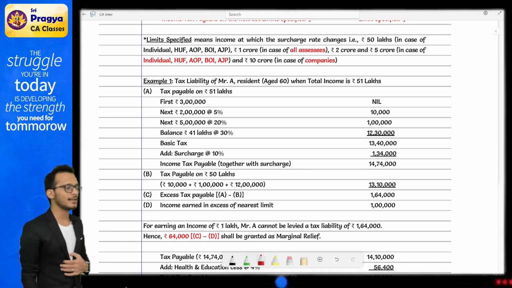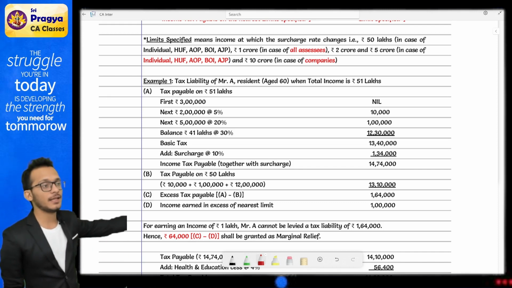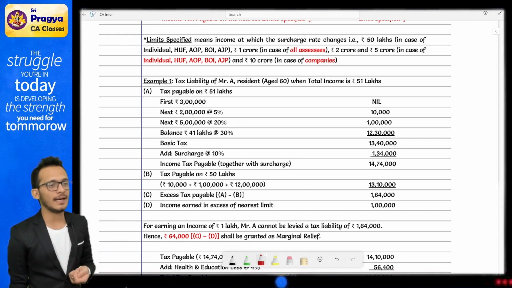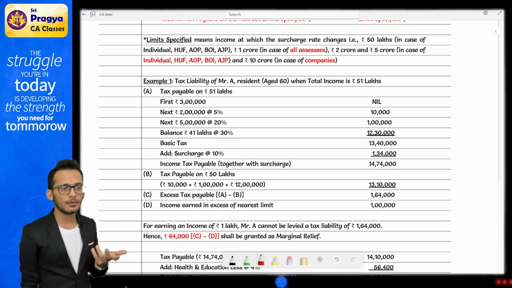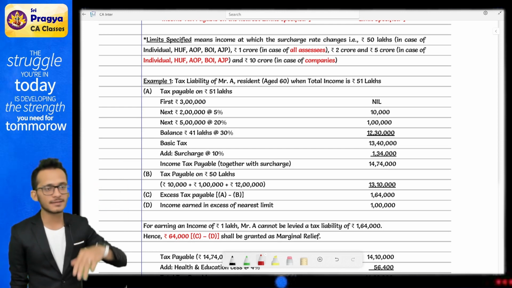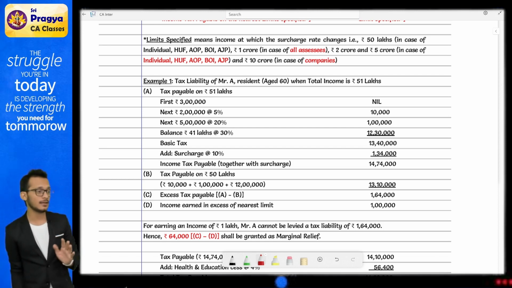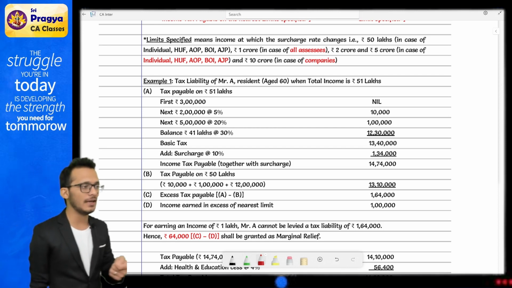Why is it 14,10,000, Rahul? Understand, on 50 lakhs your tax was 13,10,000. I surrendered 1 lakh rupees worth of income, so the tax became 14,10,000. You can do it either way. If you do from the top also, the number is the same. If you do from the bottom also, the number is same. You will have to take the tax as 14,10,000. On this you will levy cess and then pay the final tax.